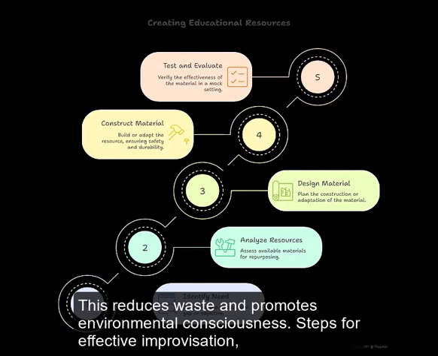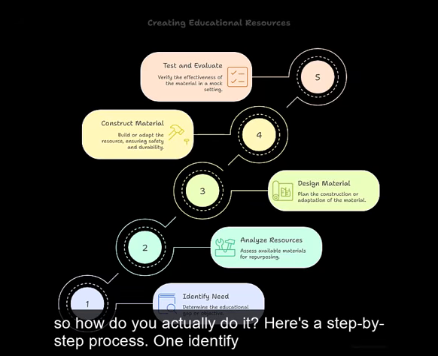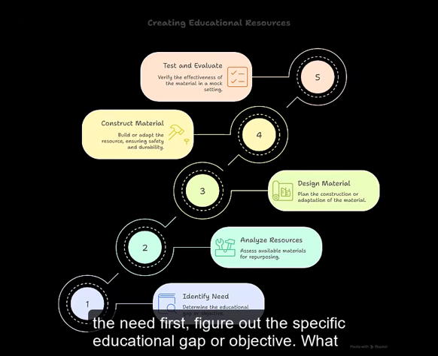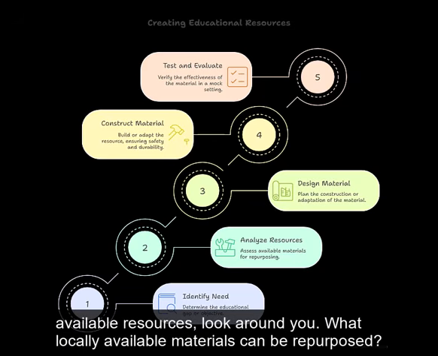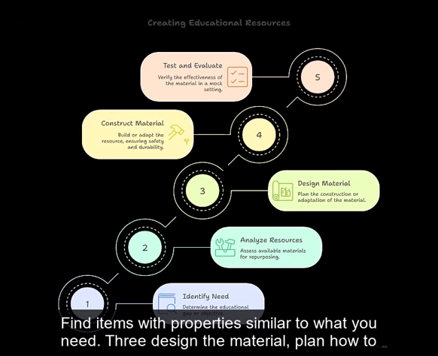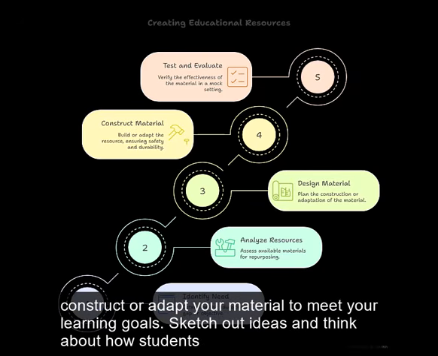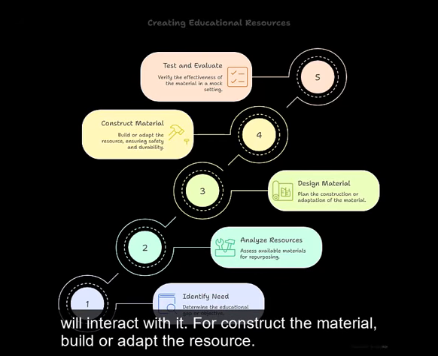Steps for effective improvisation. So, how do you actually do it? Here's a step-by-step process. 1. Identify the need. First, figure out the specific educational gap or objective. What concept needs teaching? What standard materials are you missing? 2. Analyze available resources, look around you. What locally available materials can be repurposed? Find items with properties similar to what you need. 3. Design the material, plan how to construct or adapt your material to meet your learning goals. Sketch out ideas and think about how students will interact with it.